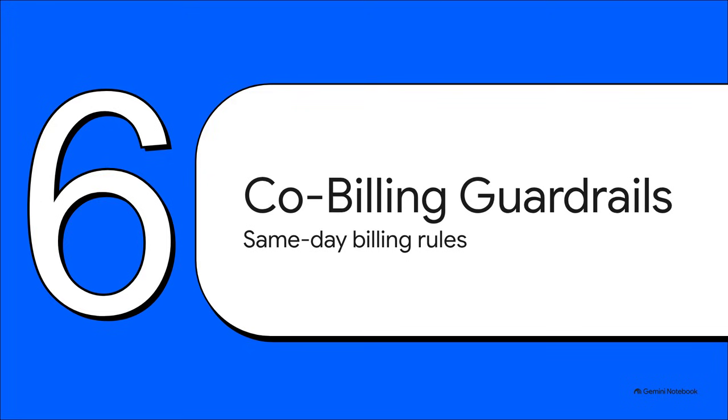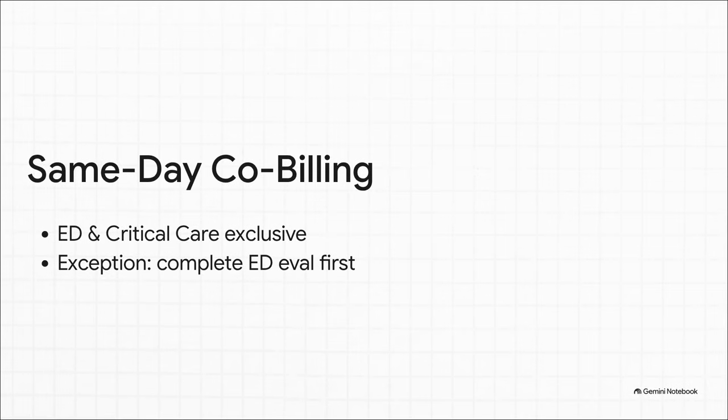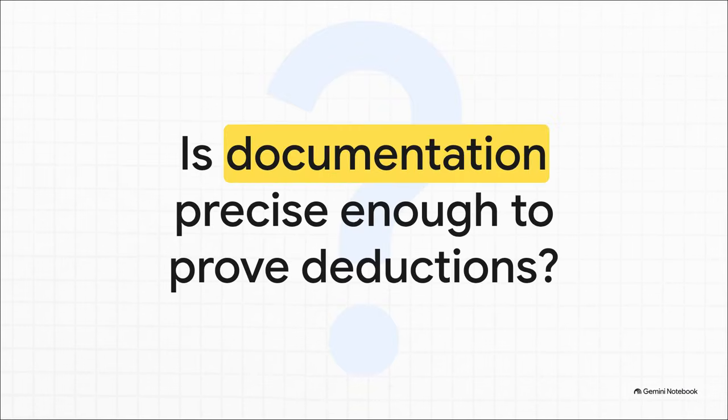Almost done. Section 6, co-billing and final guardrails. Let's talk about the strict rules for co-billing these on the exact same date. As a general rule of thumb, you cannot bill an ED E/M code, like a 99285, and a critical care code for the exact same time period. They are completely mutually exclusive, but there is one major exception. You can co-bill an ED visit and critical care on the same day if, and only if, the initial ED evaluation was fully wrapped up and completed, and then, later that same day, the patient's condition suddenly deteriorated, demanding critical care. And that scenario leaves us with a pretty vital question to ask your clinical teams.